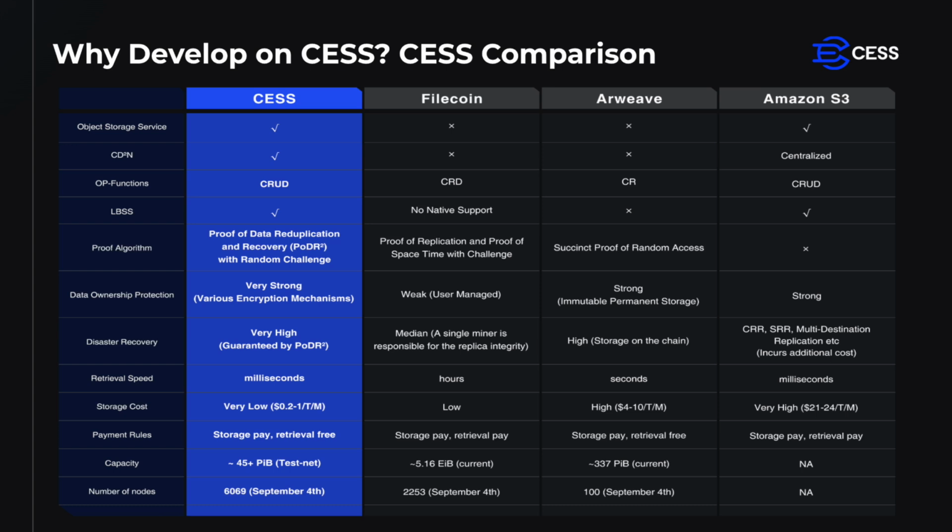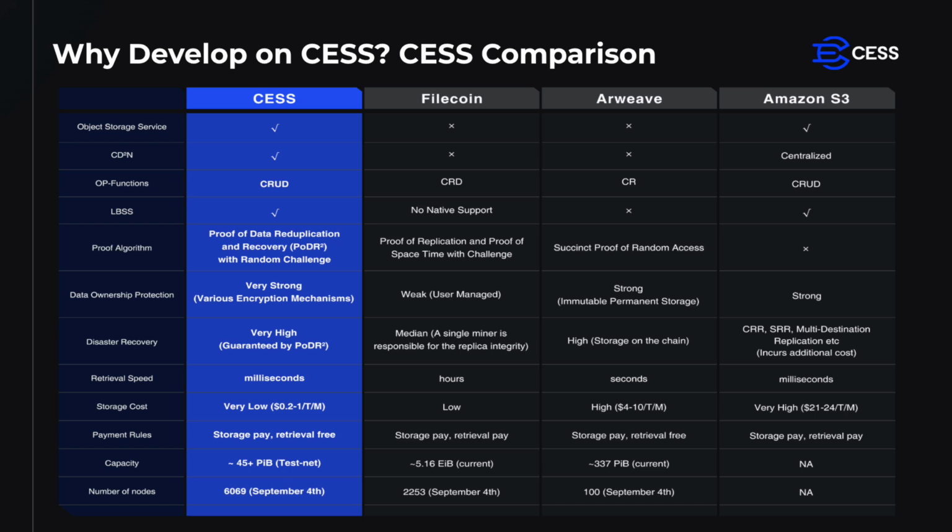Amazon S3, of course, is the most expensive, with costs between $21 and $24 per terabyte per month. Payment rules. In SES, users pay only for renting the storage space with no retrieval fees. Filecoin charges for both storage and retrieval, while Arweave, like SES, only charges for storage, with retrieval being free. Amazon S3 charges for both storage and retrieval, adding to the overall cost.